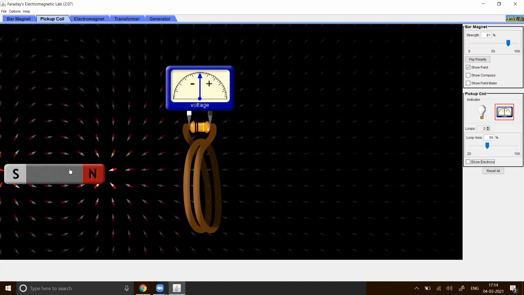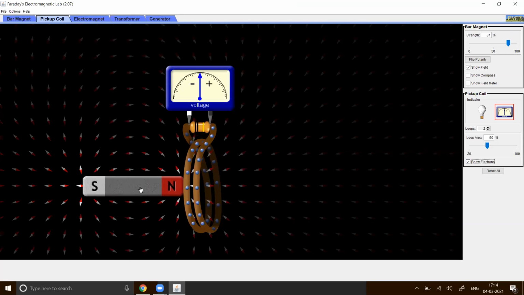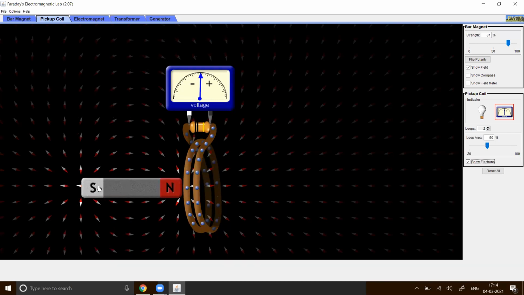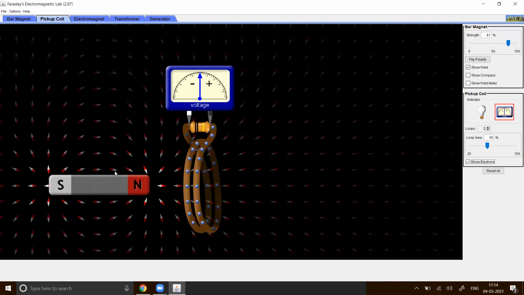So what exactly is happening? Let's look at the way the electrons are moving. Okay, now I'm switching on. You will be able to see blue color dots. You're able to see these blue color dots. When I move this north pole close to this, look at the way electrons are moving. They are moving in the downward direction. When I move the magnet away from it, they are moving in the upward direction. Aren't you able to see the change in polarities? That is the change in direction that is happening. Right?